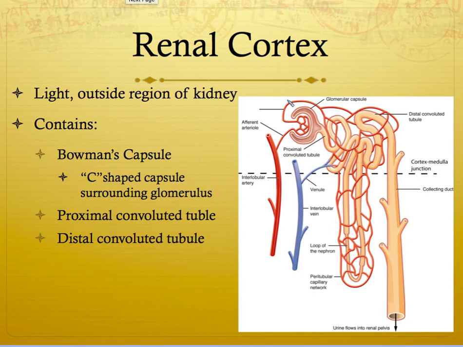Okay, we talked about the cortex previously, but this cortex, the outer portion, is lighter in color. It's the outside region of the kidney. It contains Bowman's capsule, which again is where those capillaries come in and get squeezed down to a single red blood cell, and all of the fluids get pushed out. It's a C-shaped capsule surrounding the glomerulus, or those capillaries. The cortex also houses, again, your proximal and distal convoluted tubules. So those tubes that are running around are in the cortex, and that all happens in that region.